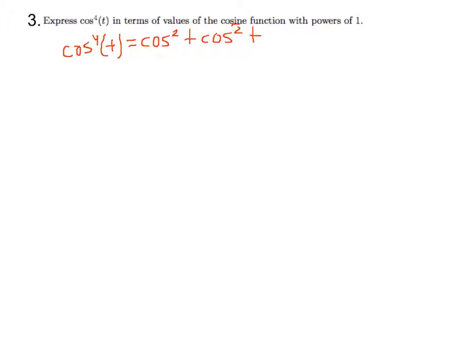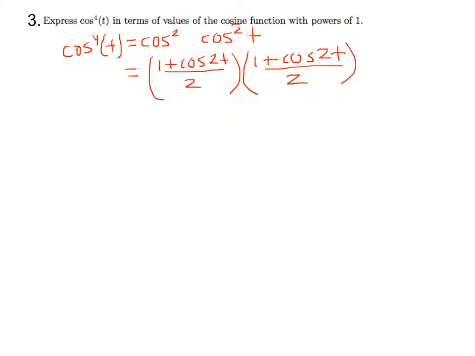And now we know a formula to rewrite these as 1 plus cosine 2t divided by 2. We have another one, so, and I'm sorry, this is times 1 plus cosine 2t divided by 2. So let's FOIL this out. So we get 1 plus 2 cosine 2t plus cosine squared 2t, all divided by 4.